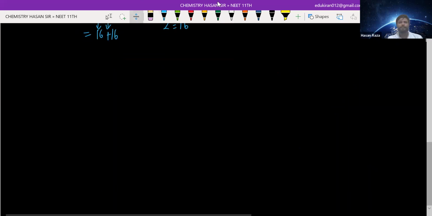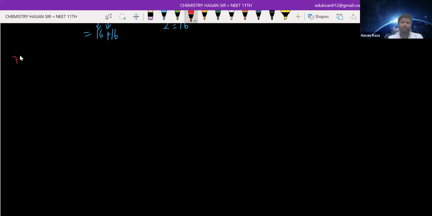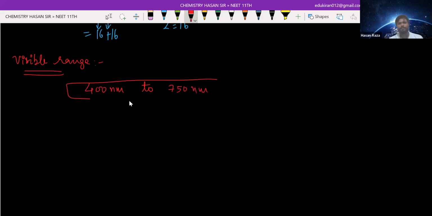Okay. Now, the next question, I'm just going to ask you a theoretical question. Can anyone tell me what is the visible range? Basically, in this range we are able to see, and below or above this range, we cannot see. So everyone knows that it is 400 nanometer to 750 nanometer. If any object has this much wavelength, then we are able to see it, or else we will not be able to see it.